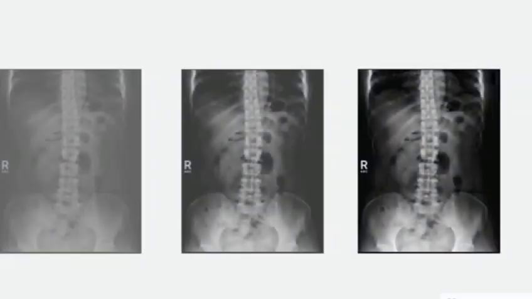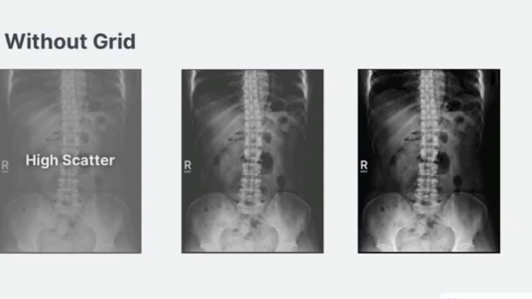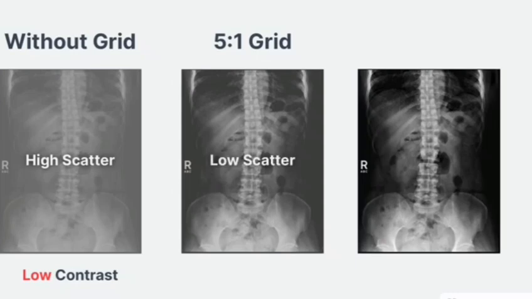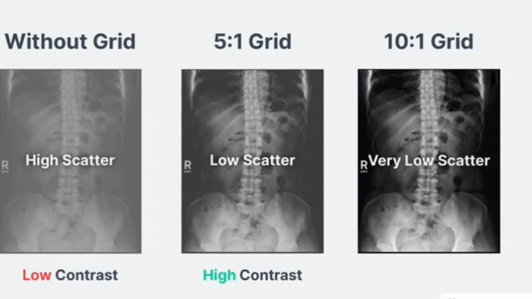Here's an example. The abdomen image on the left was created without a grid. This led to a lot of scatter on the image, lots of gray, and therefore very low image contrast. When the image is repeated with a grid, the result is different. A significant amount of scatter is removed from the image and contrast is increased. We can increase the grid ratio again from 5:1 to 10:1, and even more scatter radiation will be removed from the radiograph and even higher image contrast will be achieved.